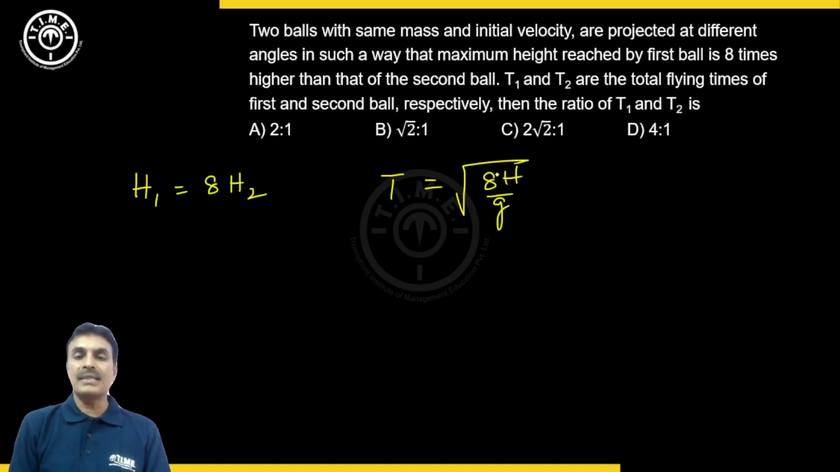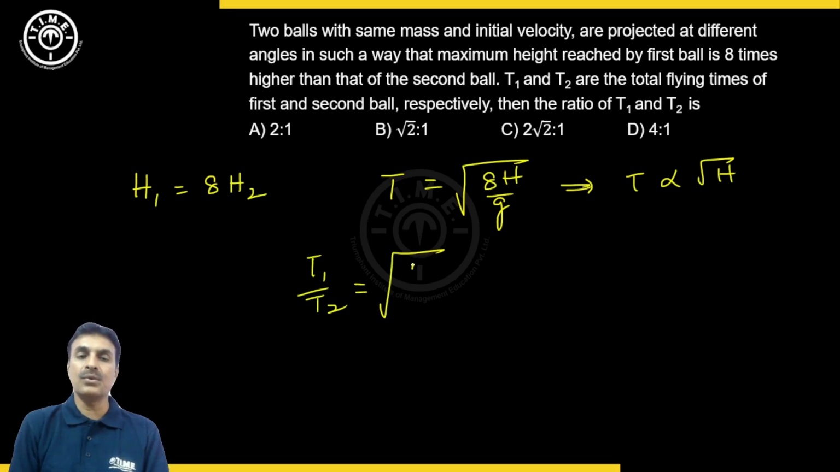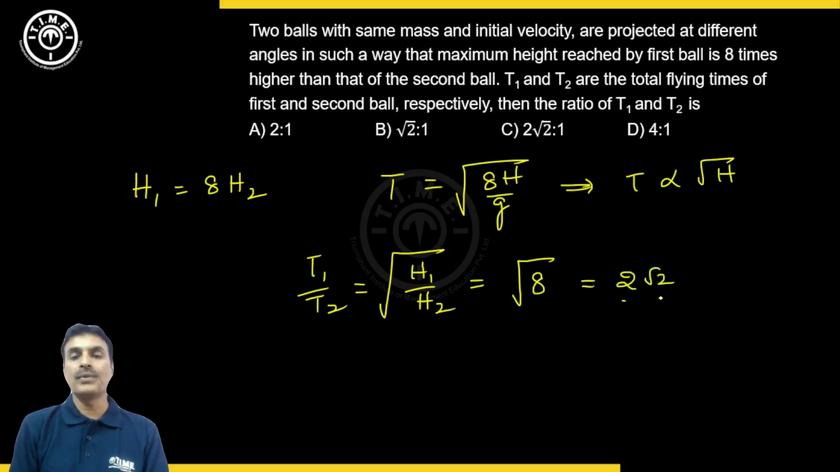So from this, 8 is a constant, g is a constant, that means time of flight is directly proportional to root h. Question is about ratio of times of flight. So T1 by T2 is root h1 by h2. What is h1 by h2 from the given relation? h1 is equal to 8 h2. That means h1 by h2 is 8. So root of 8, which is nothing but 2 root 2. So your option is 2 root 2 is to 1. See how easy it is. It can be completed in one step, right?